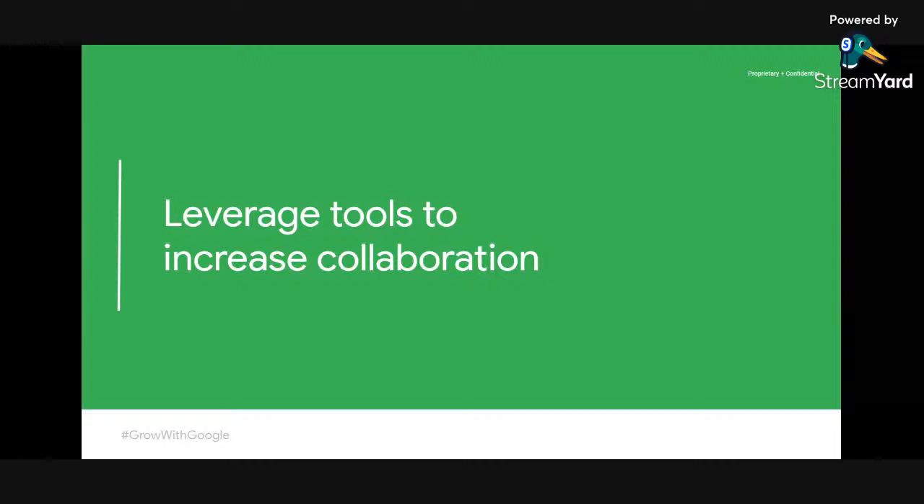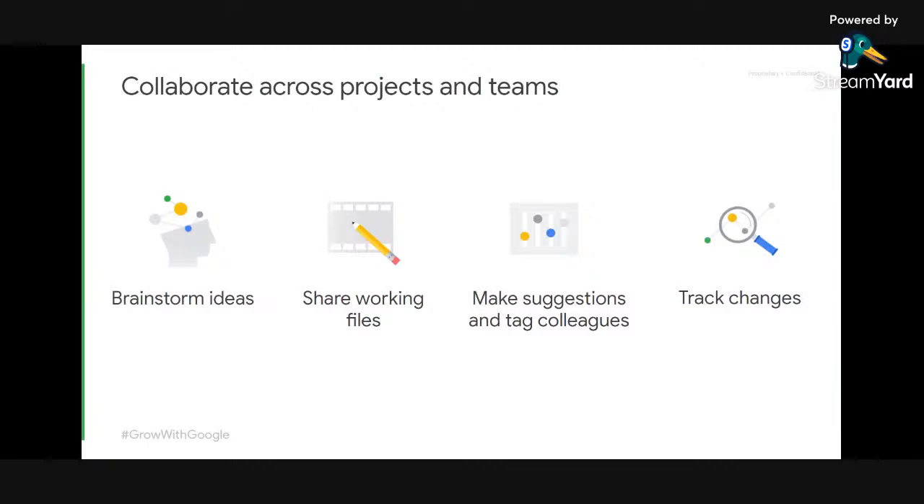In this section, we'll explore which tools can be leveraged to increase collaboration. There are 4 key ways you can collaborate across projects and teams. First, you can brainstorm ideas. You can share working files. You can make suggestions and tag colleagues. And lastly, you can track changes. So let's take a look at each of these individually.